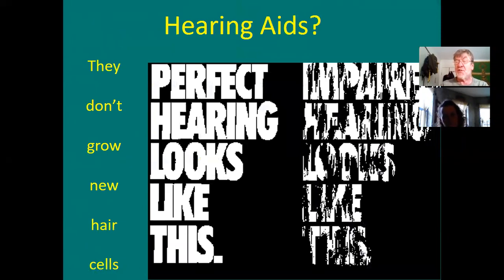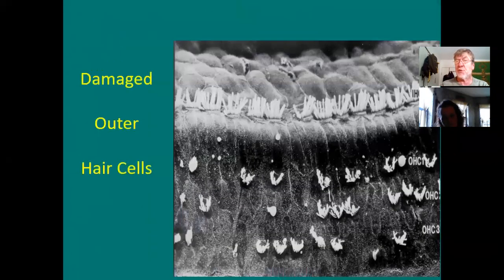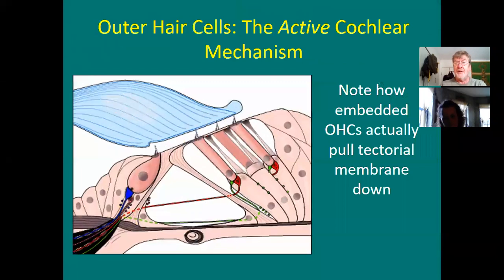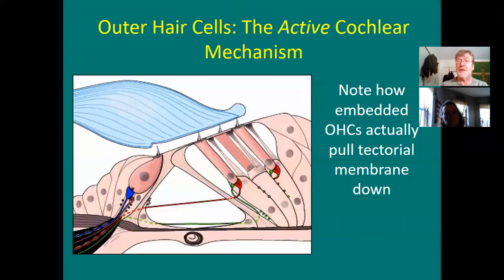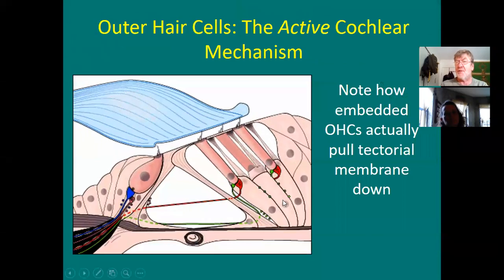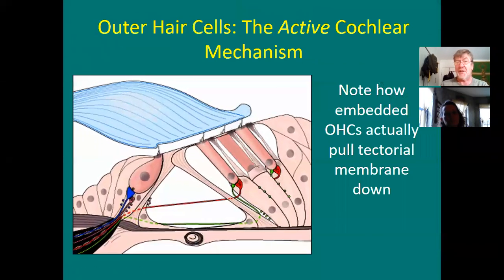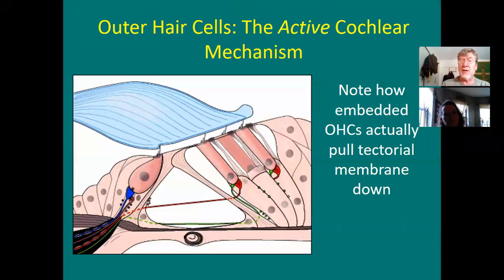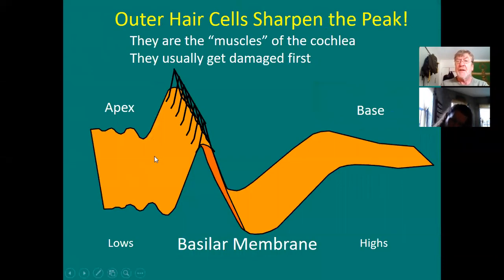This slide could be seen as a verbal analogy of this one and this one. We've all seen that before. Here's the outer hair cells actively sharpening the traveling wave. We now know how that actually happens and works. It's phenomenal. It really is. Okay, how they are embedded and they're pulling the membrane down so the hairs can get bent.